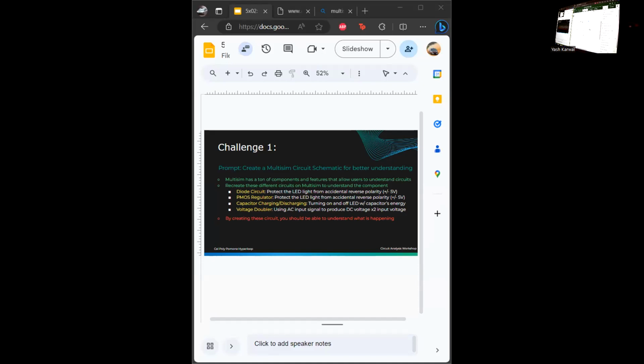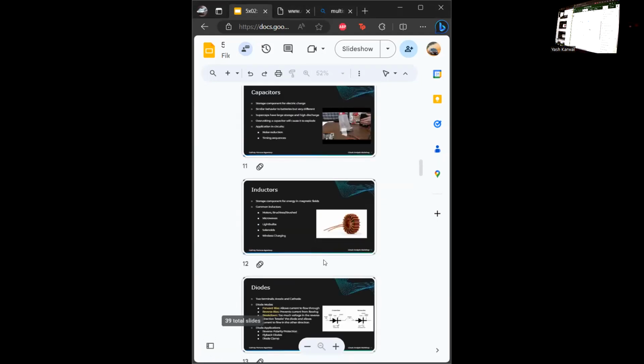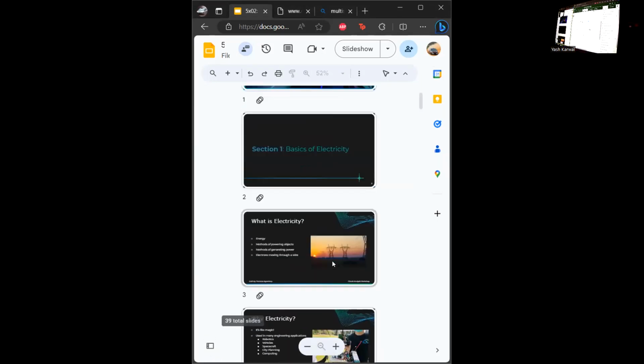No? Good? All right. So now we have the second one, which is the PMOS regulator circuit. Let me pull it up on here. I think it was this one.